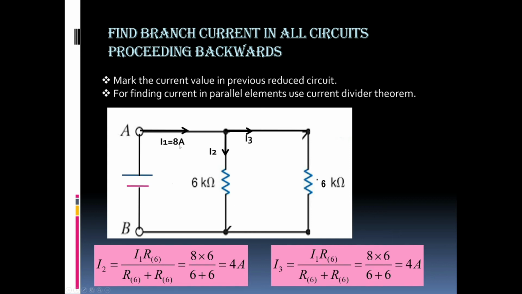The total current is 8 ampere. From that itself you can find that the I3 current will be 4 ampere, or otherwise you can use the same current divider theorem for this branch also. So to find the current in I3, you can use the total current 8 ampere into the resistance of the other branch 6, divided by the sum of both resistances, and then you get the answer 4 ampere.